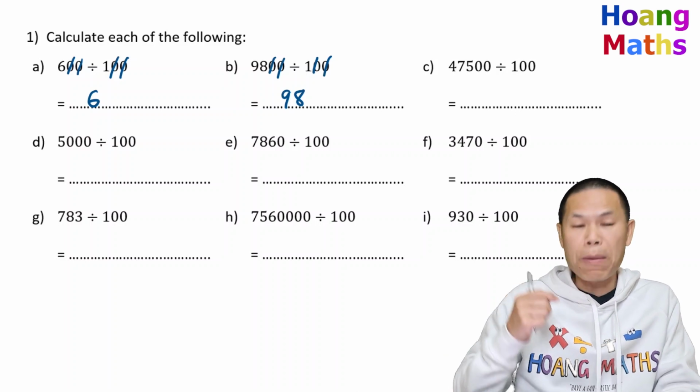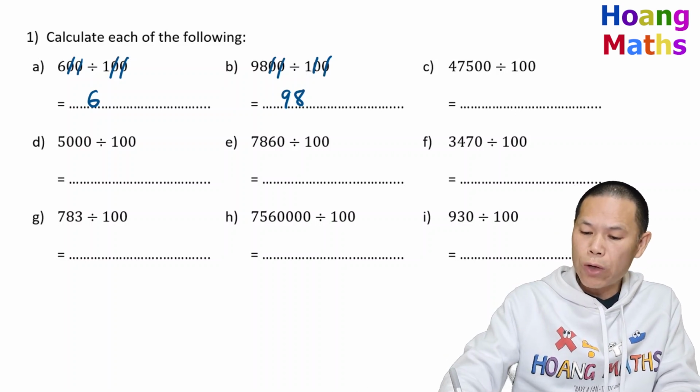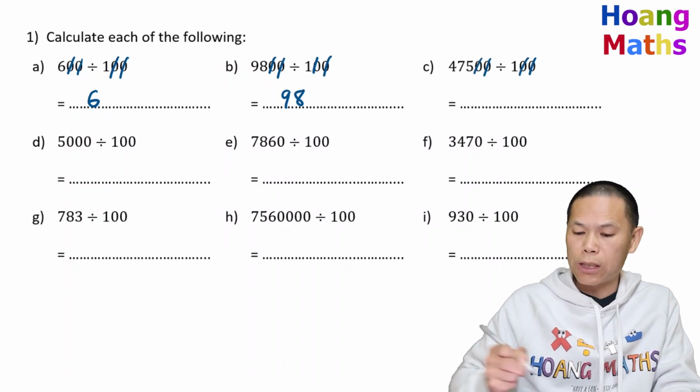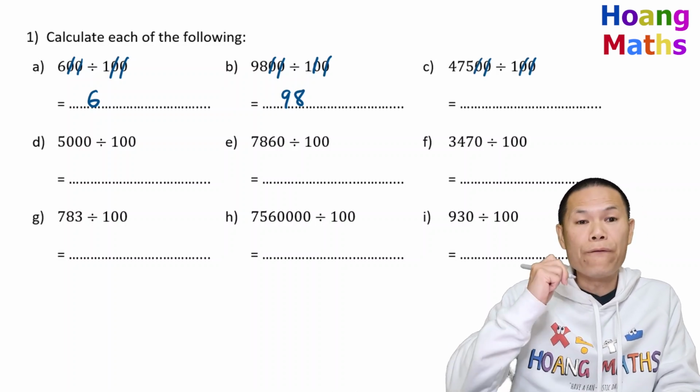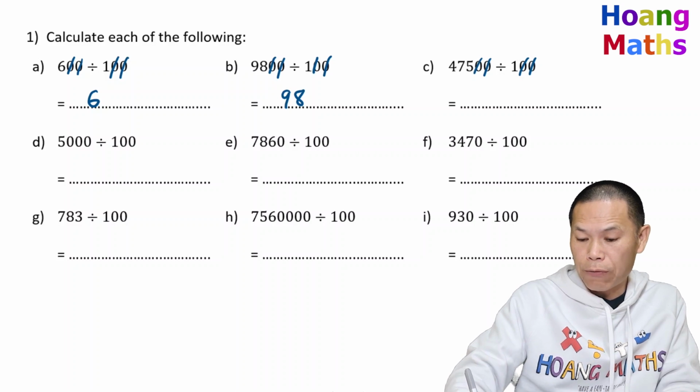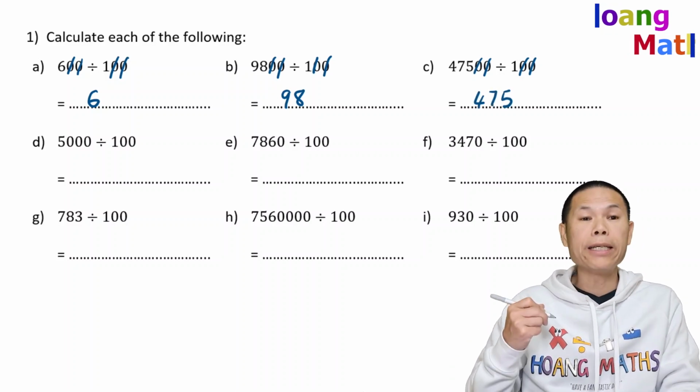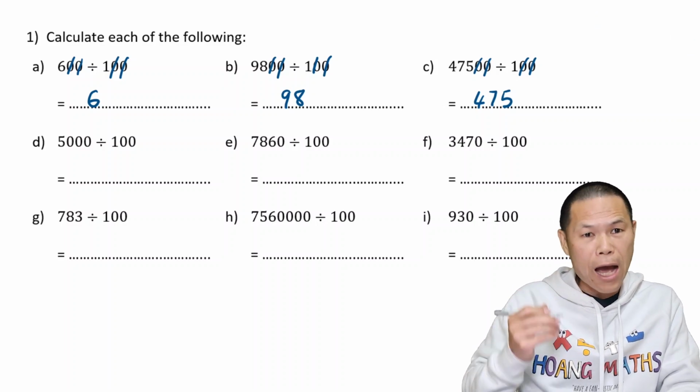So we have 47,500 divided by 100. So this 0 here, we cancel with this 0. This 0, we cancel this 0. So that becomes 475.